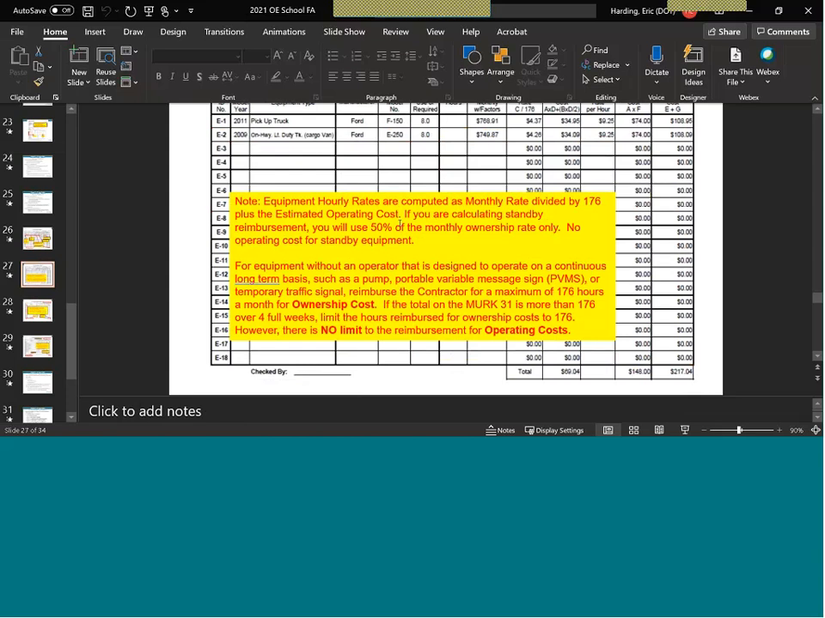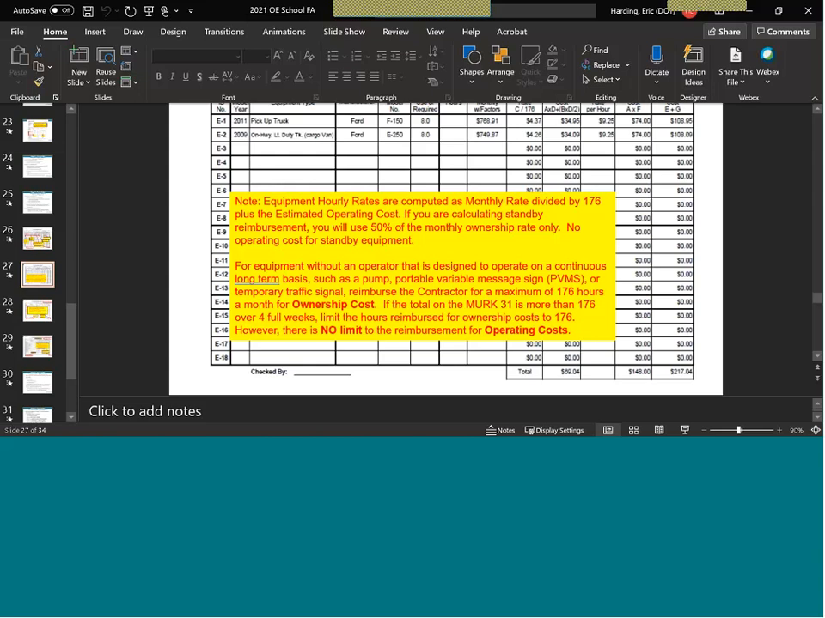For equipment without an operator that is designed to operate on a continuous long-term basis, such as a pump, portable variable message boards, temporary traffic signals, the contractor will be reimbursed for a maximum of 176 hours a month for ownership cost. If the total on the MERC 31 is more than 176 hours over 4 weeks, limit the hours reimbursed for ownership cost to 176. However, there is no maximum, no limit to the reimbursement for operating cost.